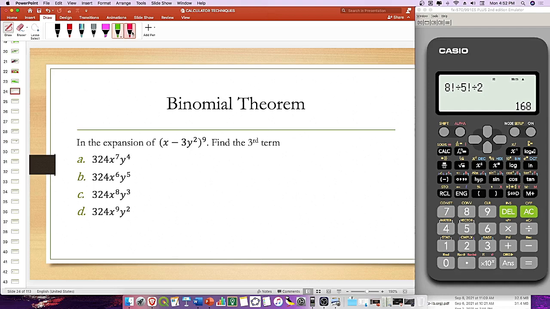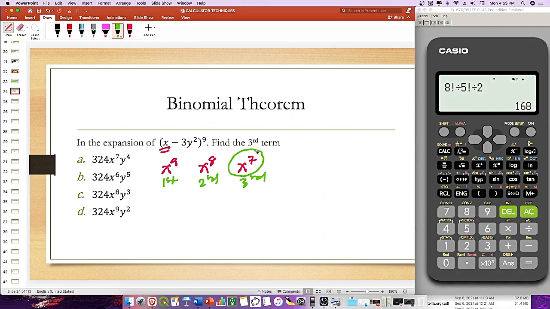So let's recall the expansion. Let's deal with the first term first. The first term of the expansion, I will be dealing with x only. Take note, I will just use the variable x. The first term of the expansion is x raised to 9, right? The next term is x raised to 8, that's the second term. The next term will be x raised to 7. So how many terms do I have? I have the first term, the second term, and the third term. Meaning to say, in the third term, x will have a power of 7.